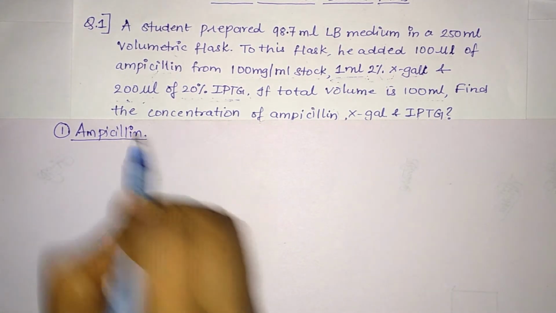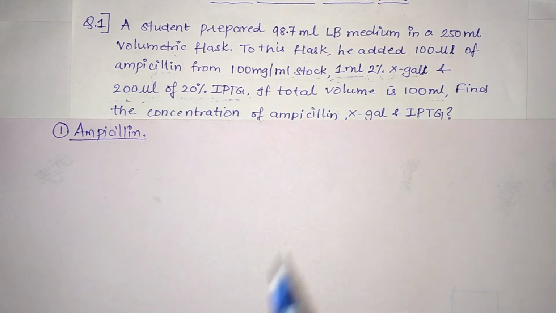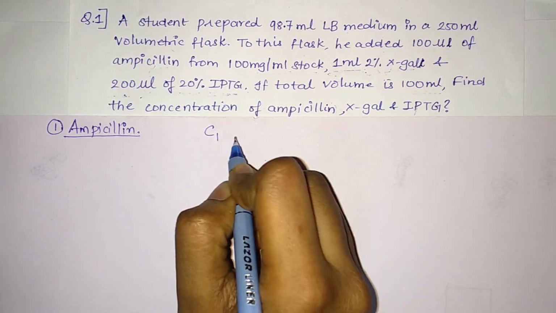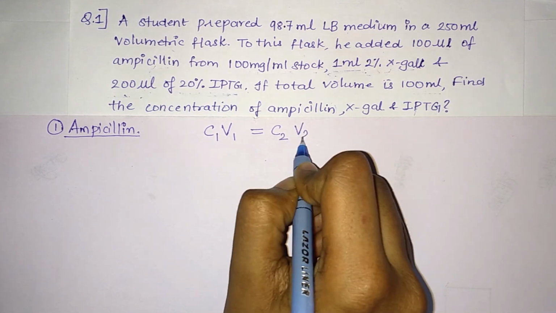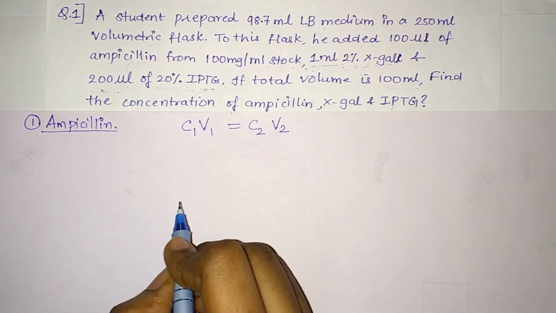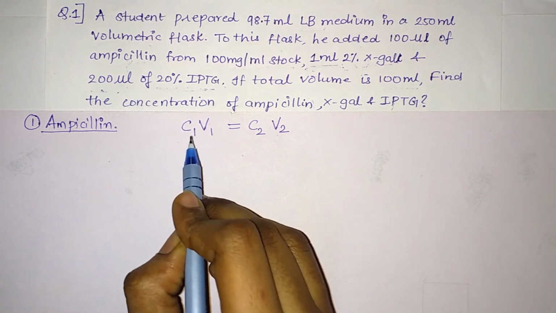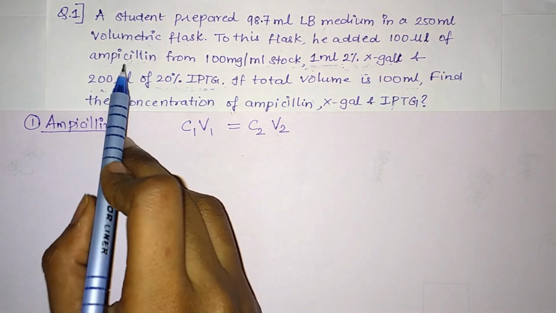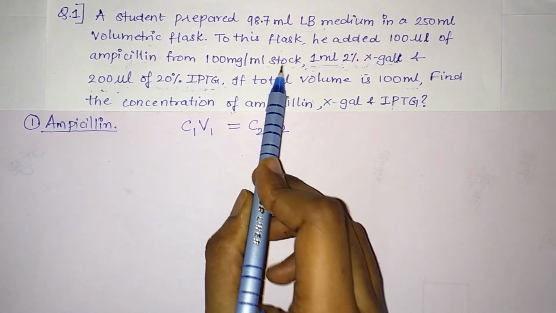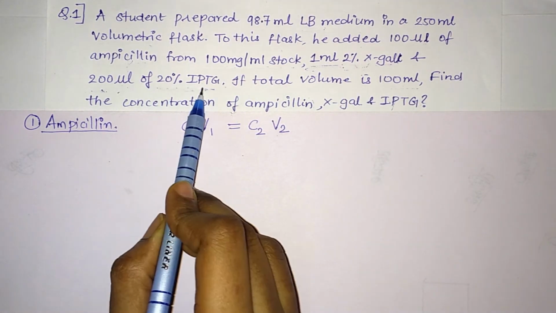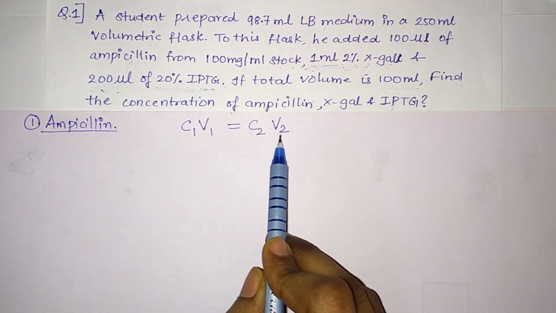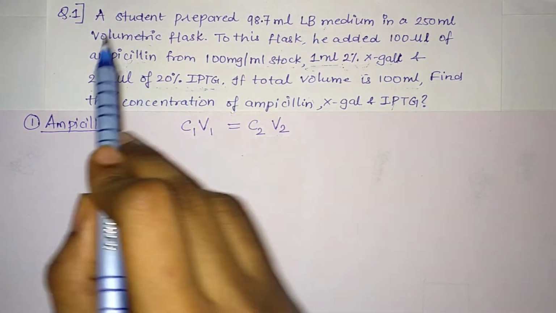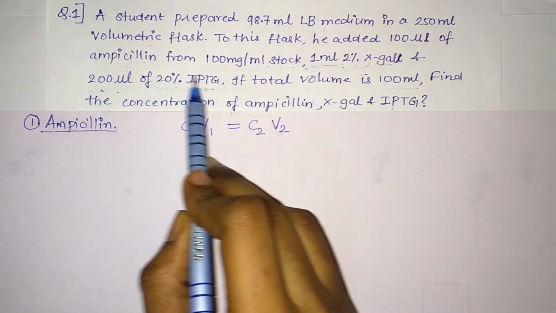To solve this question, we just have to remember one important formula that we have learned in school. C1 V1 is equal to C2 V2. Let us consider C1 V1 to be the concentration and volume of the stock solutions of ampicillin, X-Gal and IPTG, while C2 V2 are the concentration and volume of the LB medium after adding your ampicillin or your X-Gal or your IPTG.